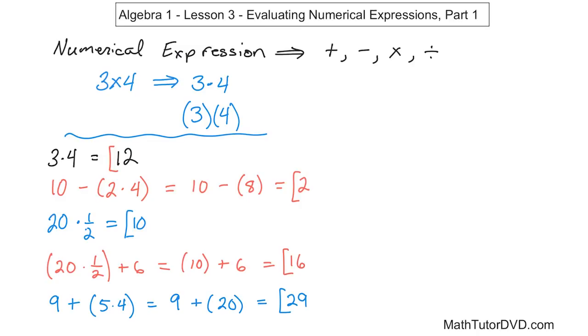Just getting some practice evaluating these numerical expressions, especially when you have some parentheses involved. The main thing to remember is just do what's inside the parentheses first. And we'll do a lot more with that here in the next lesson. We'll get some additional practice with evaluating numerical expressions.